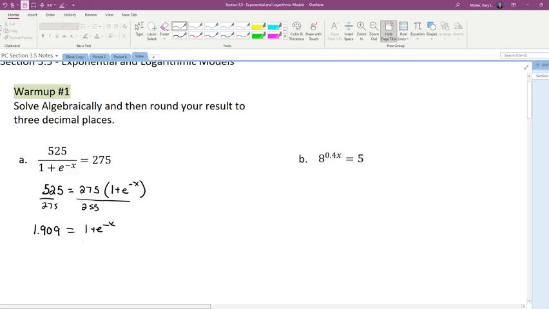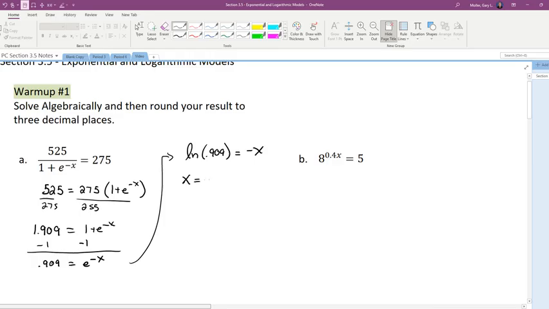So now I'm going to subtract 1 to get the e by itself, which of course is going to give me 0.909 repeating equals e to the negative x. And then I am going to take the natural log of both sides to cancel out my e. So that's going to give me the natural log of 0.909 equals negative x. I'm going to multiply by negative 1, and x is going to equal negative natural log of 0.909.